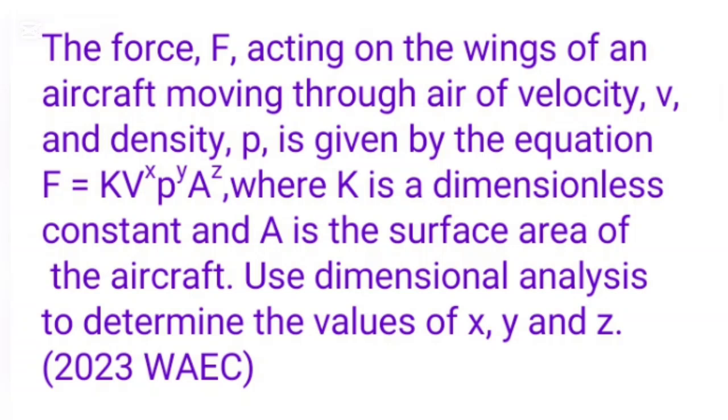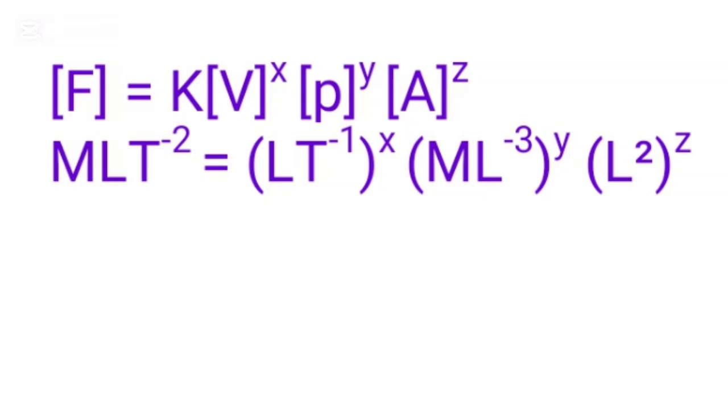To find x, y, and z, we first of all state the formula we are given. [F] = k [v]^x [ρ]^y [A]^z. They are written in square brackets. We should not forget that this is dimension. So we'll write out the dimension of each of the physical quantities.